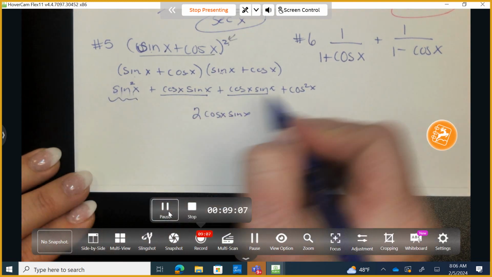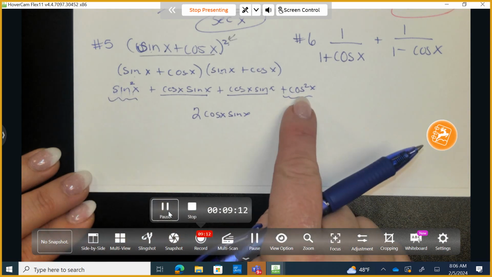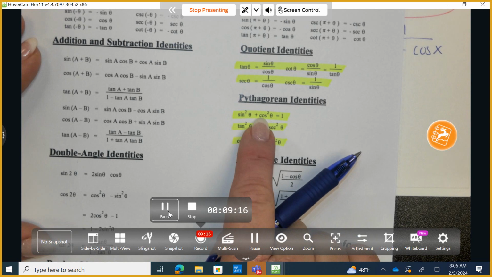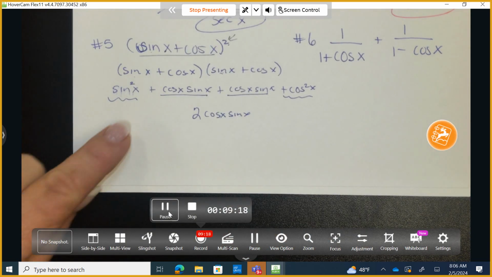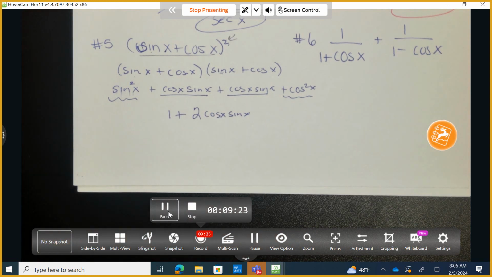And then what I notice about this is that I'm adding. So what is sine squared x plus cosine squared x? Let's go back to the most common identity. Sine squared x plus cosine squared x is 1. This portion equals 1. So I have 1 plus 2 times the cosine of x, sine of x. And that is my final answer.